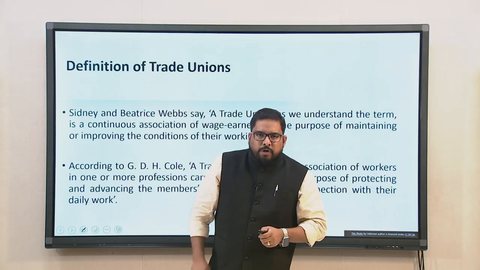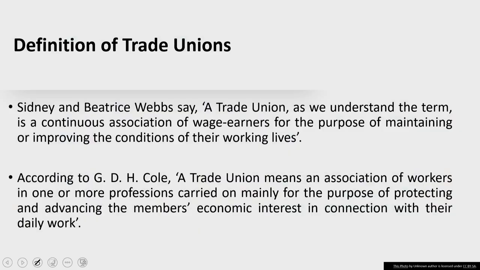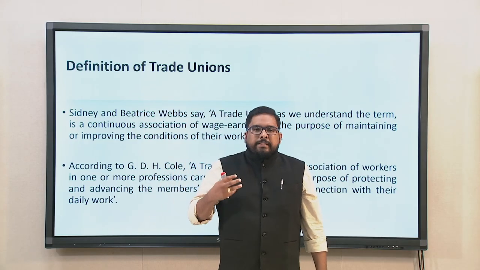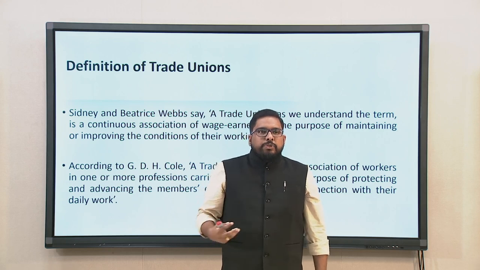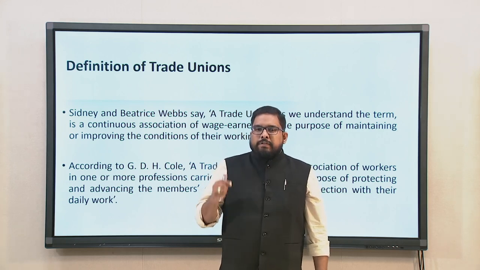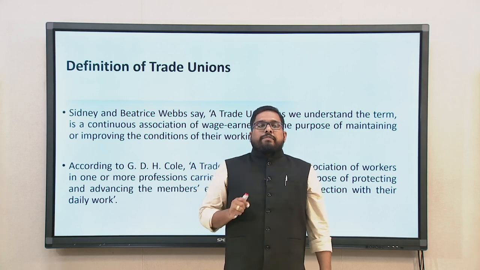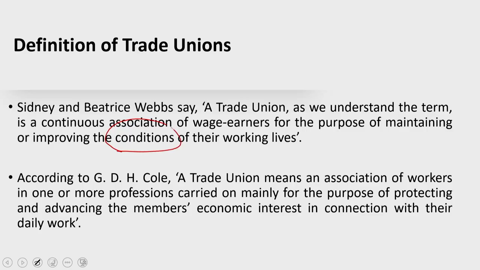So straight away into the course, we'll start from the definition of trade union. Now, Sydney and Beatrice Webb, they define trade union as we understand the term as a continuous association of wage earners for the purpose of maintaining and improving the conditions of their work life. I would try to underline this particular aspect, which is conditions of the working life.